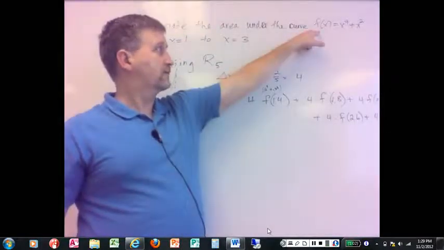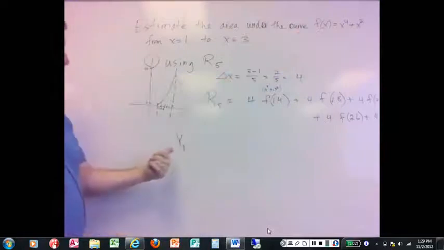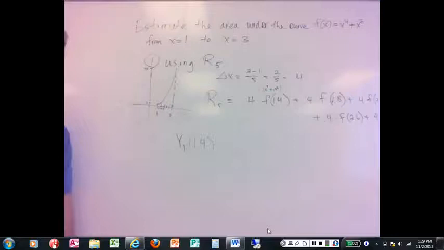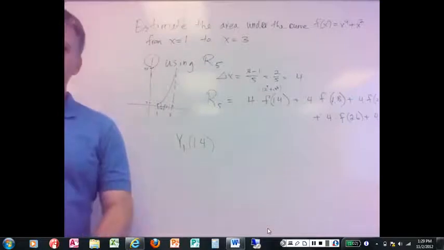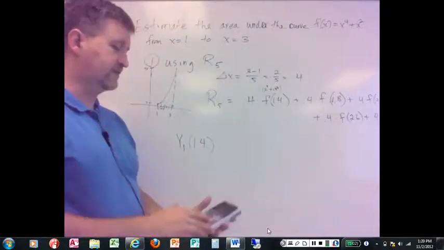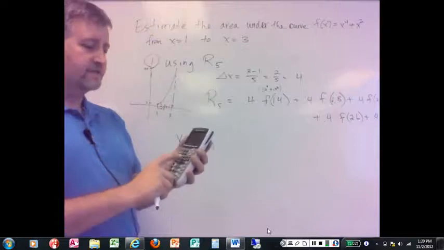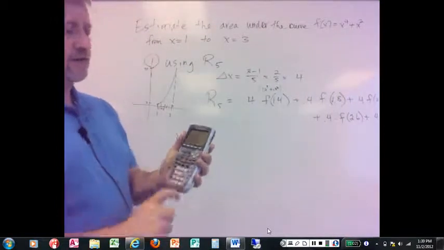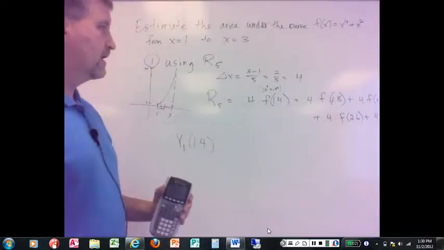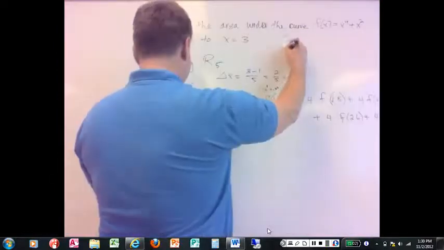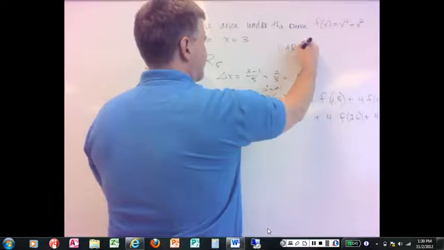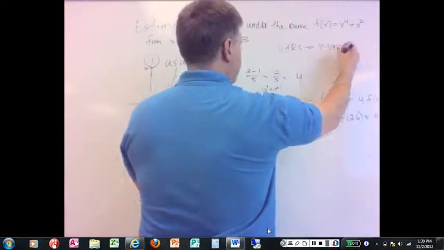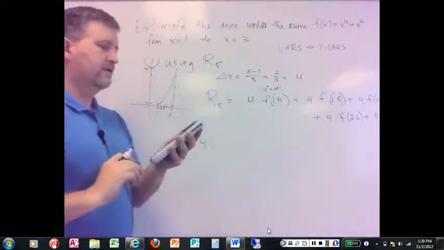I plug my curve into y1, so I'm going to use y1. For f of 1.4, I'm going to put in this notation, y1 of 1.4. And here's how you do that on the TIs anyway. On the TIs, there's a button right under the arrows called vars. So if you go to vars and then go to yvars, variables is what that means, then scroll arrow over to yvars, and then we're putting them in as functions.